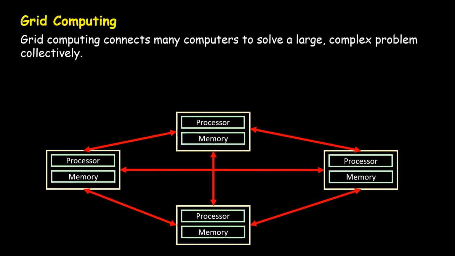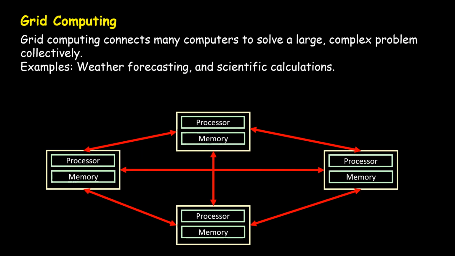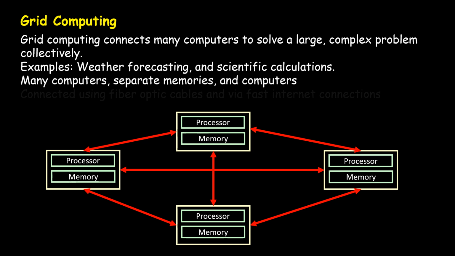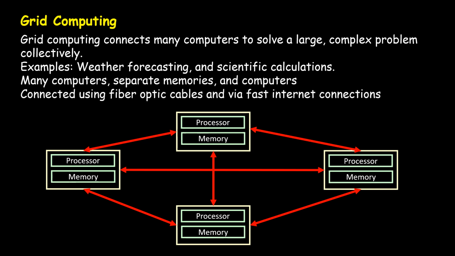Grid computing. Grid computing is a way of connecting many computers to work together on a big problem. Instead of one computer doing all the work, grid computing allows many computers to share the task, making the process faster and efficient. Think of it like a group project where everyone helps with different parts of the task.